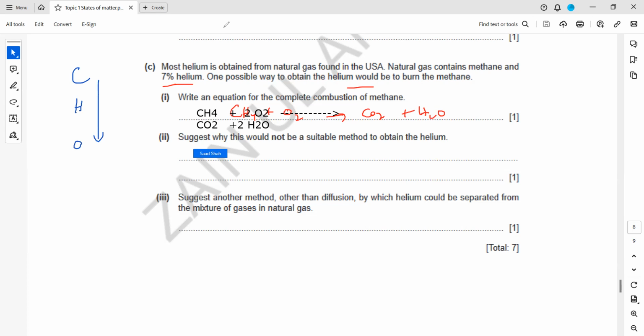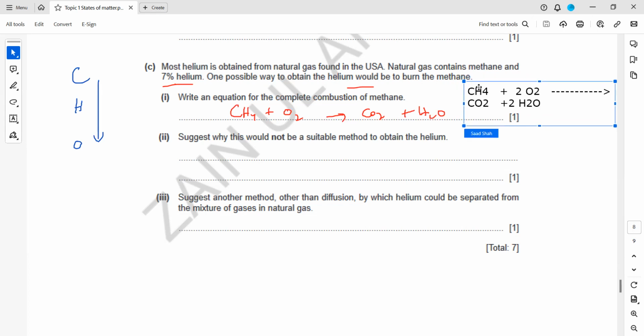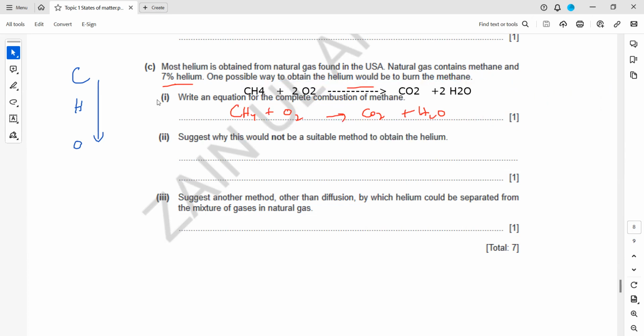So we start with carbon. We have one carbon. The carbon is balanced. Hydrogen is 4, so we put 2 in front of water. Hydrogen is also balanced. What about oxygen? We have 2 here and 2, that makes 4. So we want to make 4 oxygen, so we put 2. Oxygen is also balanced. So for a combustion equation, start with carbon, followed by hydrogen, and at the last, oxygen.